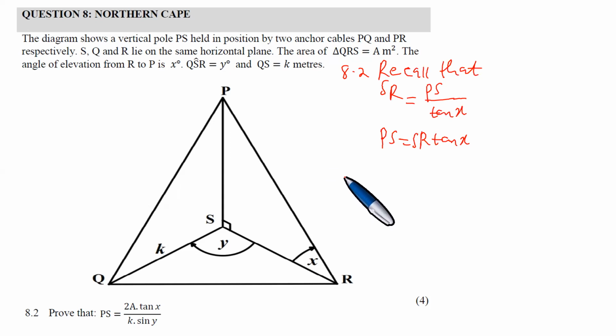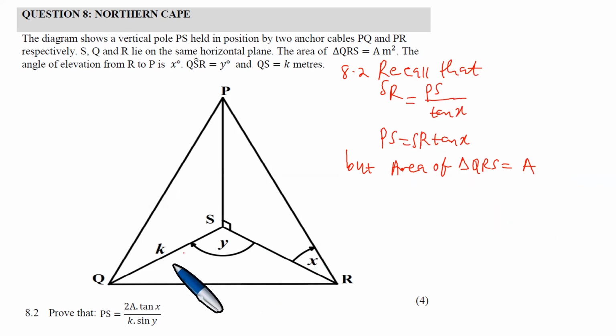So they love the area, these examiners. So we shall say, the area of triangle QRS, like the examiner said, this area has already been given like this. But we can find it as well. Okay, we can start with the given one. So it is A square meters. Leave the units out and deal with the numbers. But we already know that the area of triangle QRS is also one half K times R times the sine of the included angle, which is Y, is equal to A, like this.